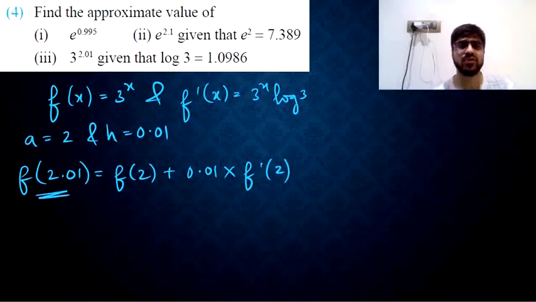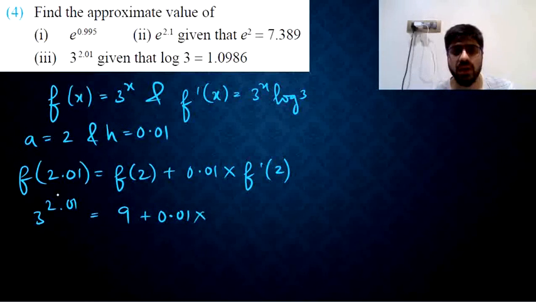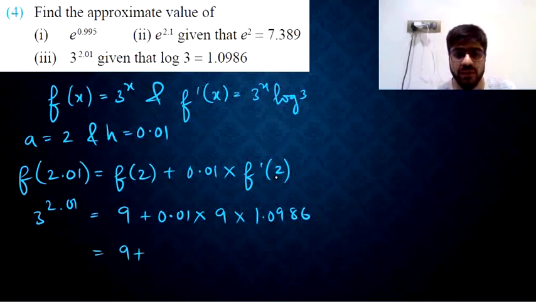Okay, f of 2.01 will be 3 power 2.01, equal to f of 2, that will be 3 power 2, which is 9, plus 0.01 into f dash 2. So f dash 2 is 3 power 2 log 3, which is 9 log 3. So 9 into log 3, that is 1.0986. Let's evaluate this. We have 9 plus 9 into the number here.